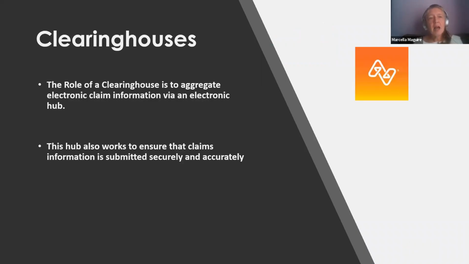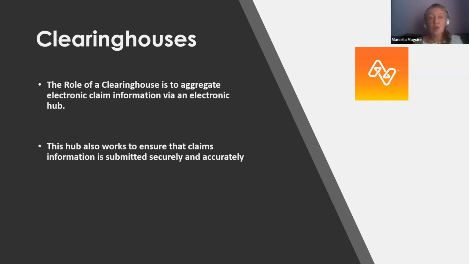What's a clearinghouse? A clearinghouse in this case for managed care is a separate entity that is basically taking electronic data information, or EDI, electronic data interchange. It's grabbing that 837P file, looking at it and saying, does this have all the information we need? Is everything done right here? Can we make a recommendation to the actual MCO, Amerigroup, in order to pay based on these claims? They aggregate the electronic information, they make sure that the claims are submitted securely and accurately. Availity is the clearinghouse that Amerigroup is using.